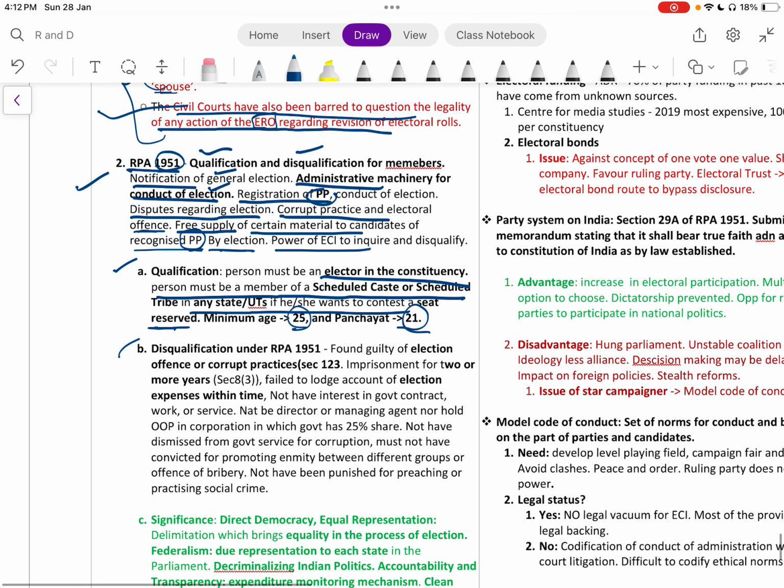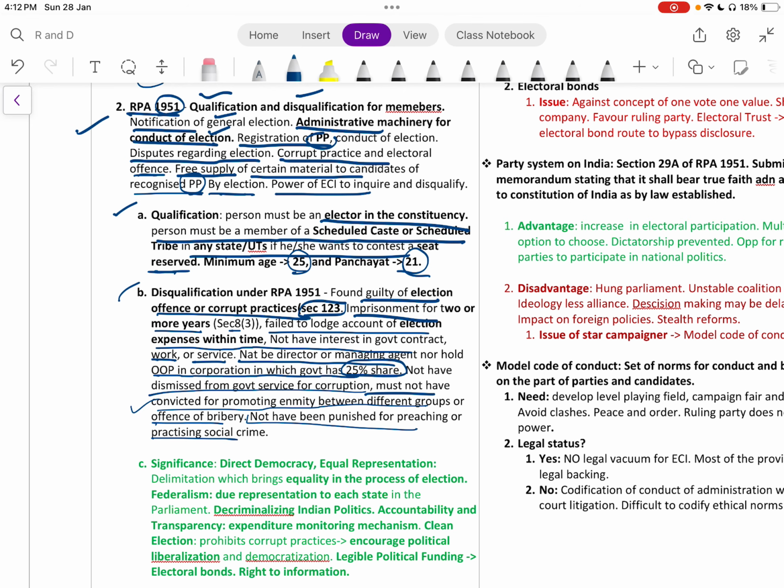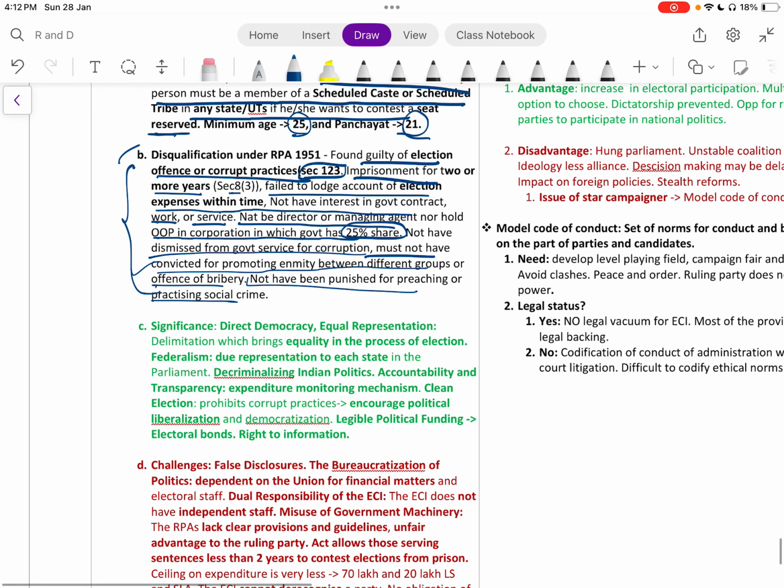Okay. Disqualification under RPA Act: found guilty of election offences or corrupt practices of Section 123, imprisonment of 2 years or more, Section 8, fail to lodge accounts of election expenses within time, not have interest in government contracts, work or services, not be director or managing agent, nor hold office of profit in corporation in which government has 25% share, not have been dismissed from government services for corruption, must not have been convicted of promoting enmity between different groups or offences of bribery, not have been punished for preaching or practicing social crime. Okay, so these are the disqualification based criteria under RPA Act.